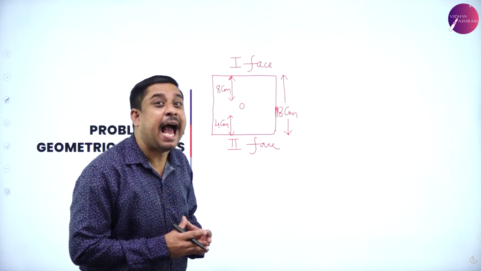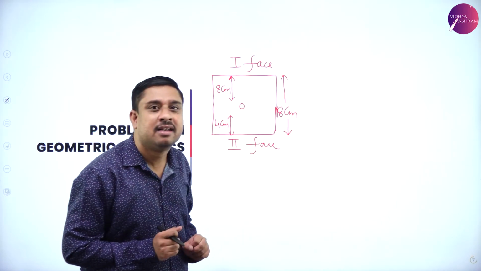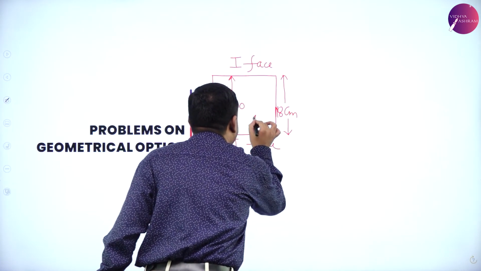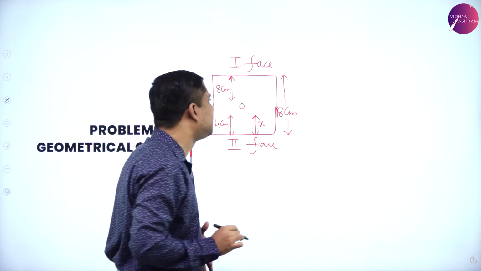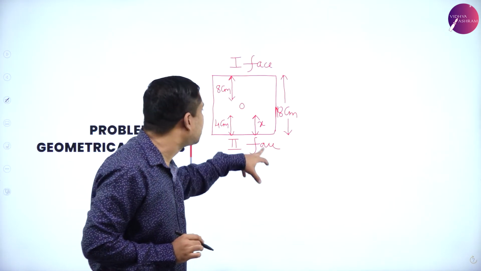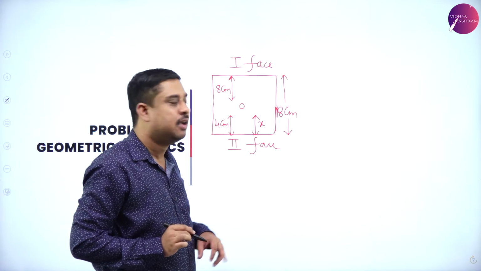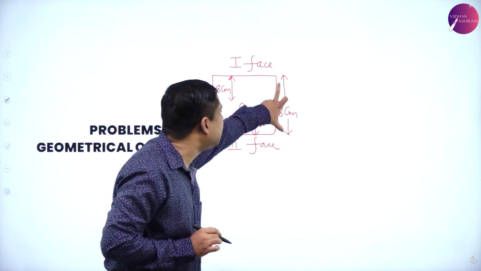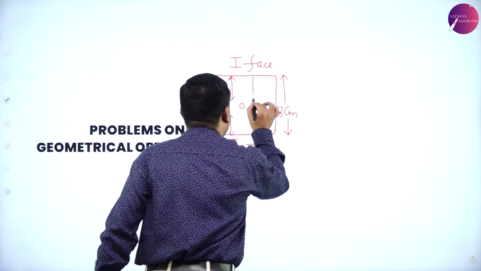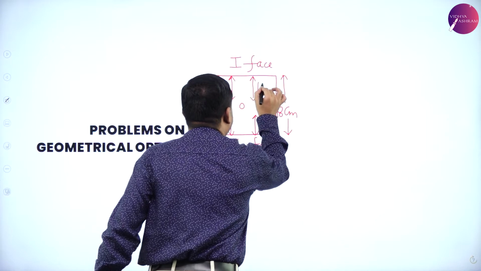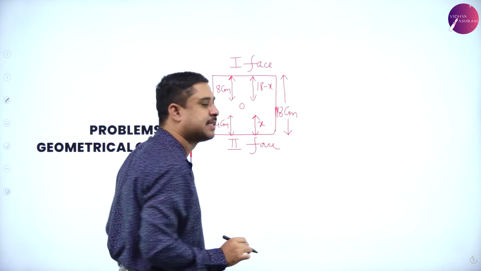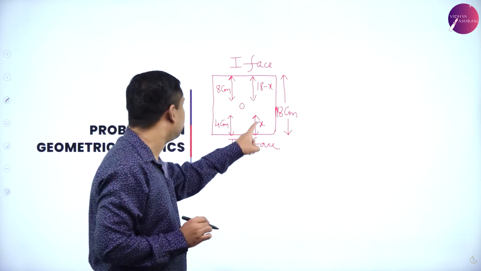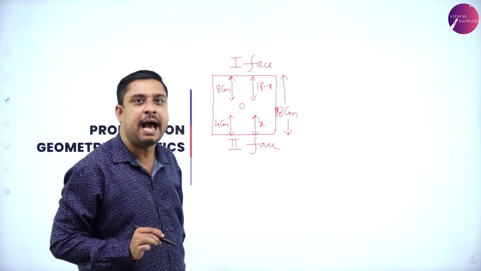You are finding the actual distance from the second phase. So I say x is the actual distance from the second phase. So what will be the actual distance from the first phase? Thickness is 18. So this actual distance is 18 minus x. Real depth, apparent depth.